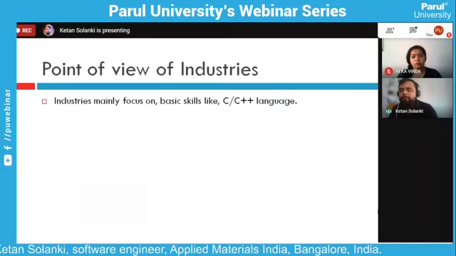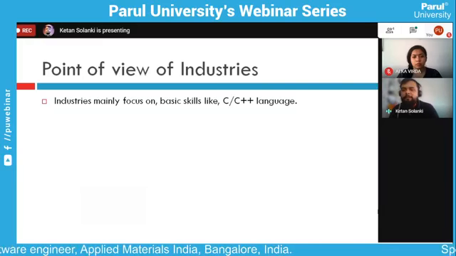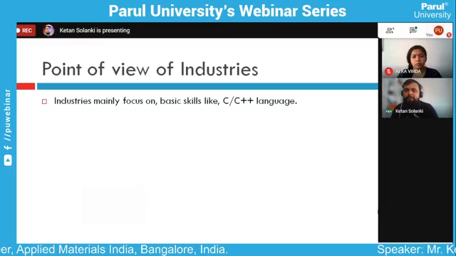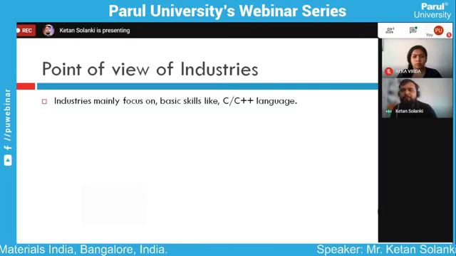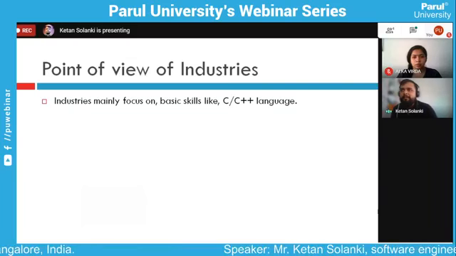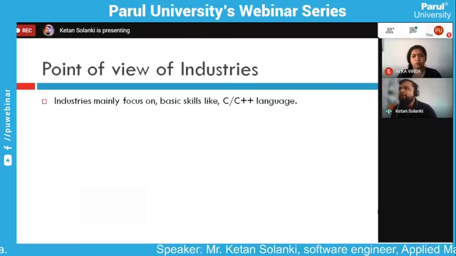If you have skillful knowledge of the C language, and you have learned C very well, then it will be an easier way to deal with Java and other advanced programming languages. That's why they focus more on the C language and C++.